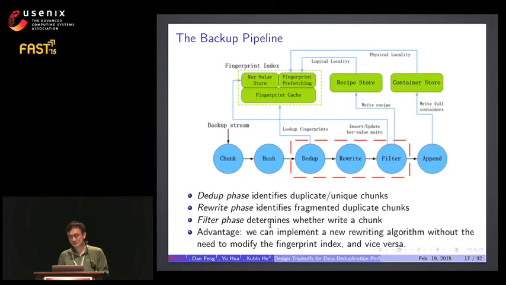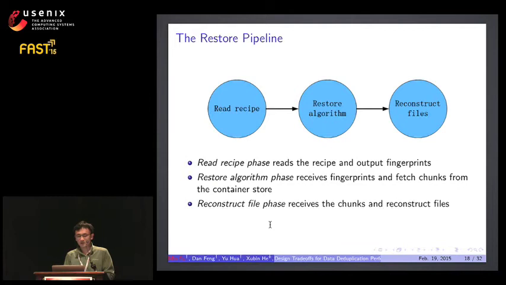This is the restore pipeline. The first phase, the read recipe phase, reads the recipe and feeds the fingerprint sequence to the next phase. The second phase, the restore algorithm phase, will receive the fingerprints and fetch chunks from the container store, and it will feed the chunk sequence to the next phase. We can implement different restore algorithms in this phase. And the last phase will reconstruct the files using the received chunk sequence.